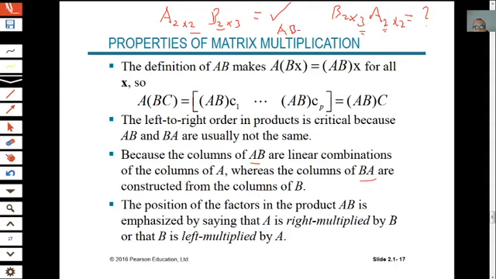So from here we understand easily A times B is not equal to B times A, because the right side is not defined, as you can see. The position of the factors in the product is emphasized by saying that A is right multiplied by B, or that B is left multiplied by A. We should notice the order of the multiplication to get the true result.